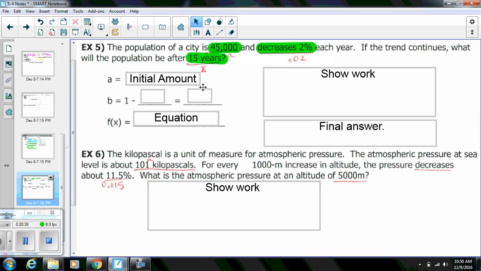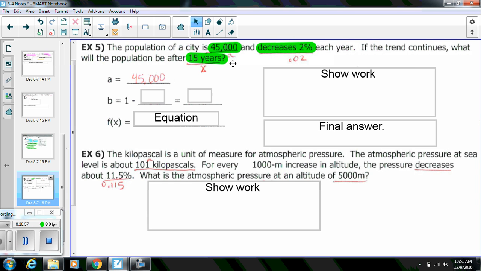So as I went through, I labeled the important information. 45,000 is A, your initial amount, decreases by 2%. I'm already thinking in terms of decimals, so I just changed it to a decimal right away in the story. If the trend continues, it wants to know the population after 15 years. That is my X value.